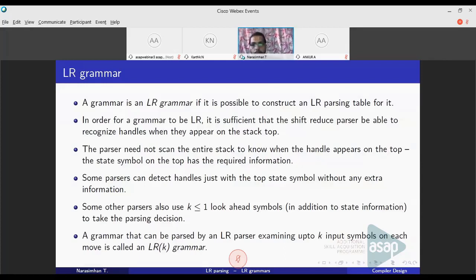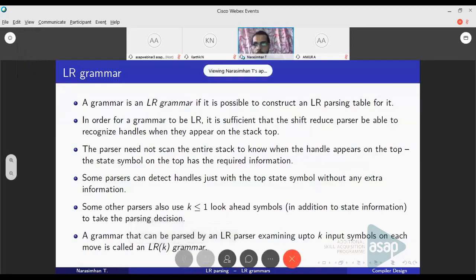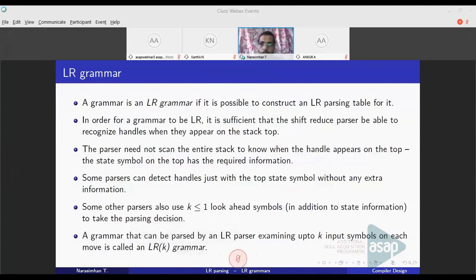Some parsers can detect handles with just the top state symbol without any extra information. That is, by just relying on the top state information, they can know whether the handles are at the top or not. But some other parsers, in addition to the state information, also use lookahead symbols. We have already seen what lookahead symbols are. In addition to the state information, some parsers also use the lookahead symbols for determining what the handles are and whether the handles have come at the top of the stack.